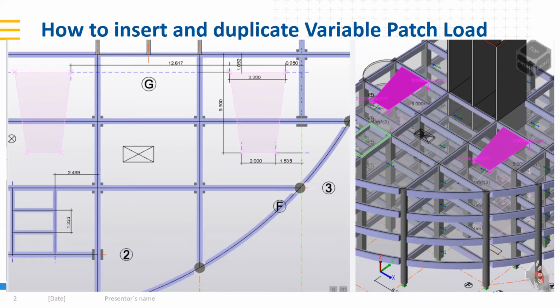Hi, welcome. This short video shows you how to insert and duplicate variable patch load to an exact location. This is especially useful when you're dealing with architectural features or equipment loads which may be repeated throughout a building.